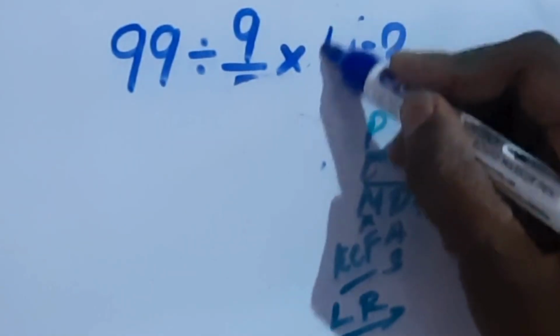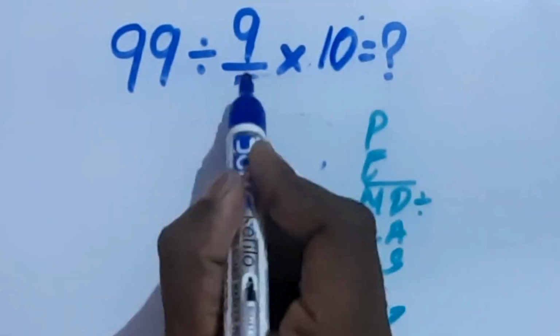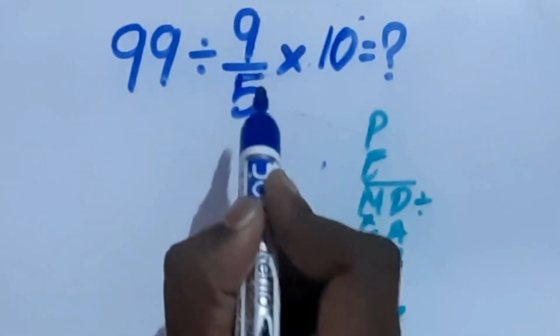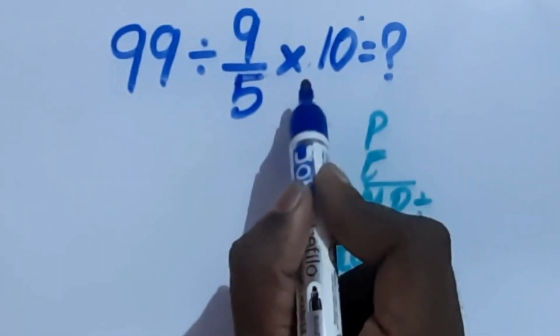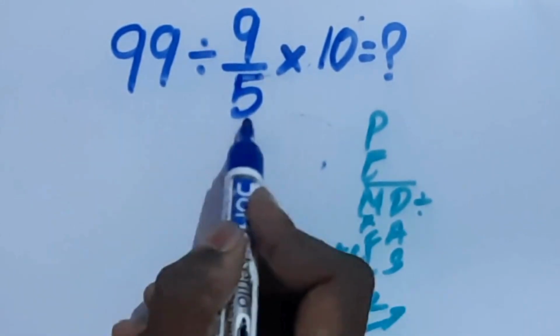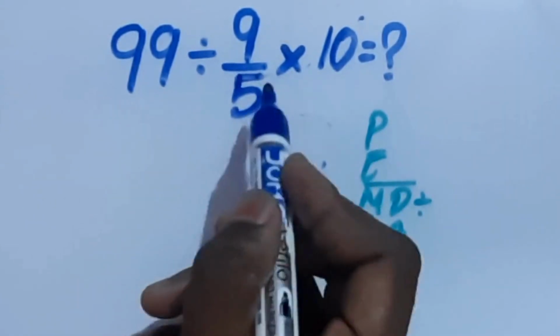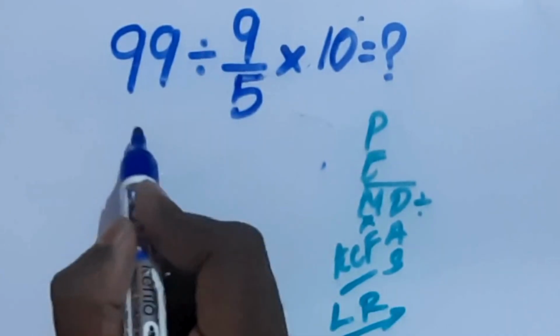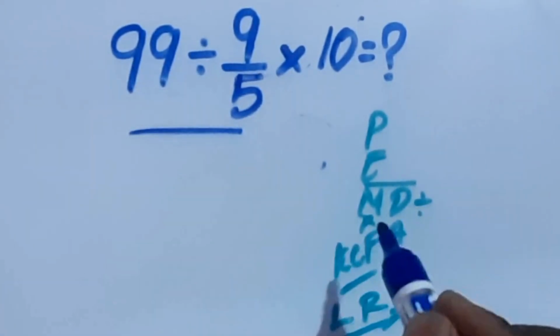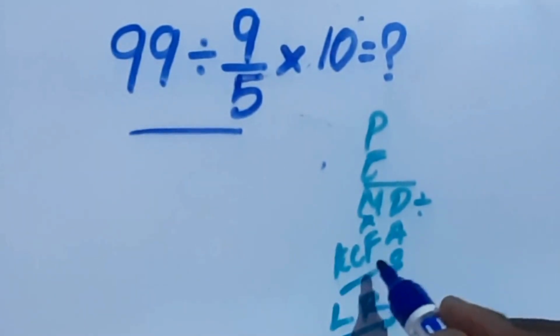Now here 10, this is 5. Now we have division and multiplication. We have to do this left to right because both are of equal priority. As per this left to right rule, we have to do this left to right. In this, we are going to introduce this KCF rule.